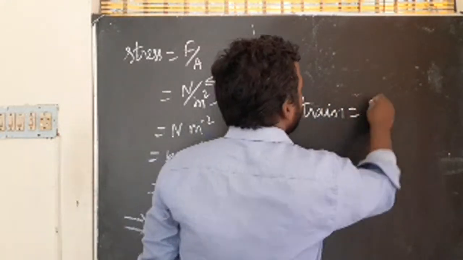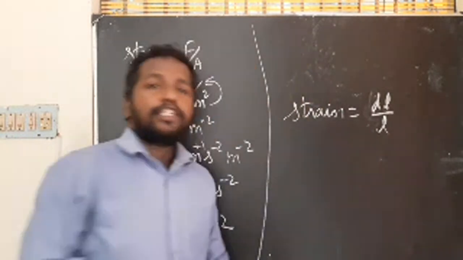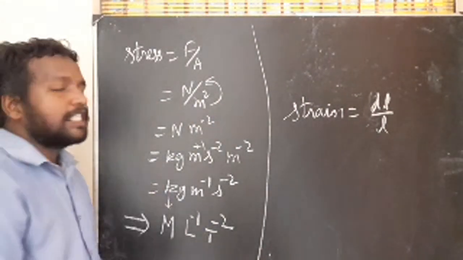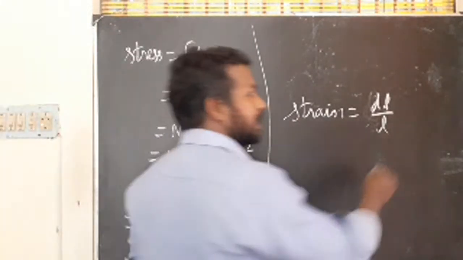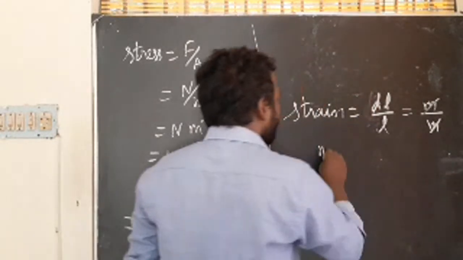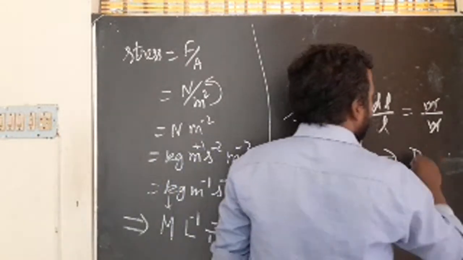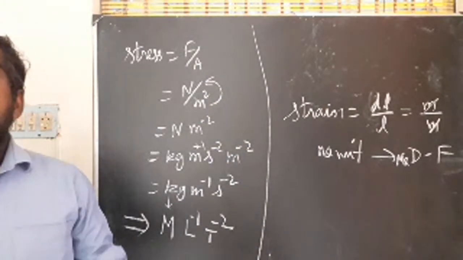Strain is changing length by original length. Actually this formula is called changing dimension by original dimension. Now what is a changing dimension? It's a length by original length. Changing length we can take as a meter. Original length also will be taken as meter. Meter gets cancelled. There is no unit, whether it is an SI unit or dimensional formula. We don't have a dimensional formula. No dimensional formula.